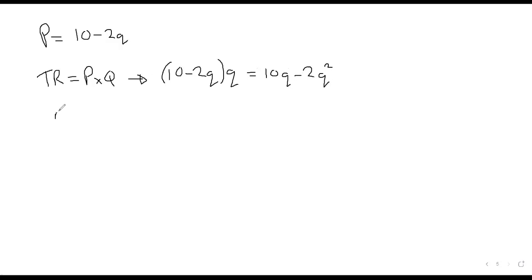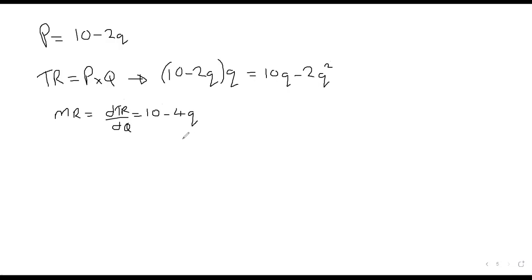How do we find our marginal revenue? We differentiate the total revenue, the TR, with respect to quantity, over the Q. When you differentiate 10Q, what does it become? 10. 2Q squared, when differentiated, what does it become? Minus 4Q.